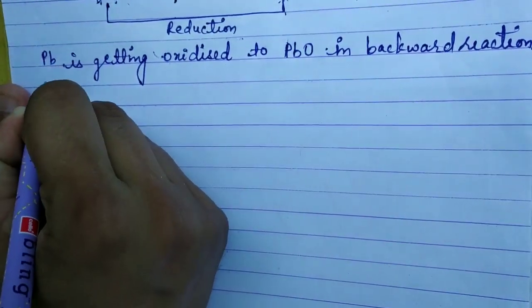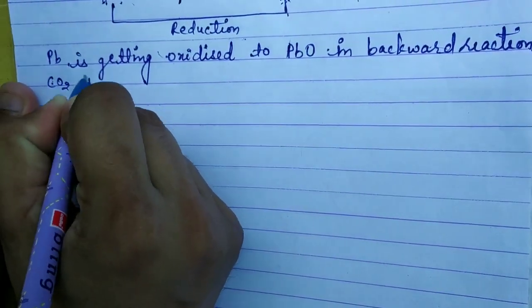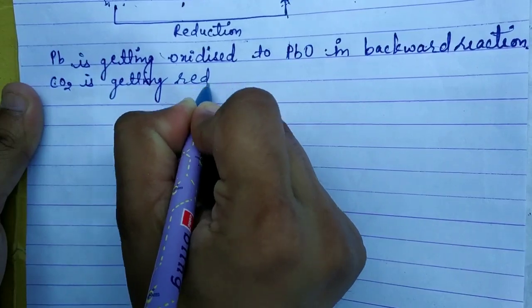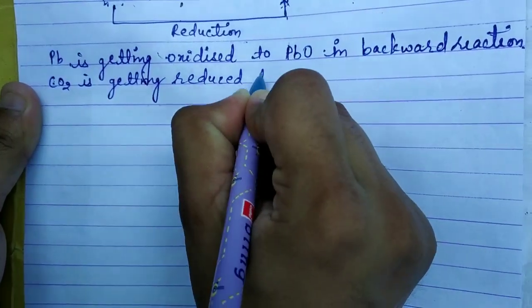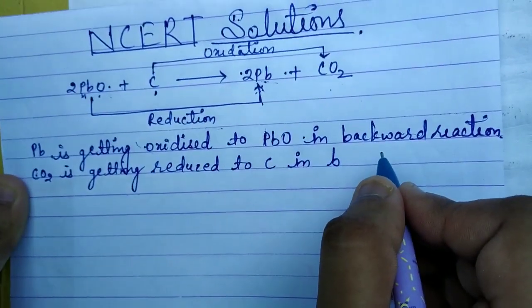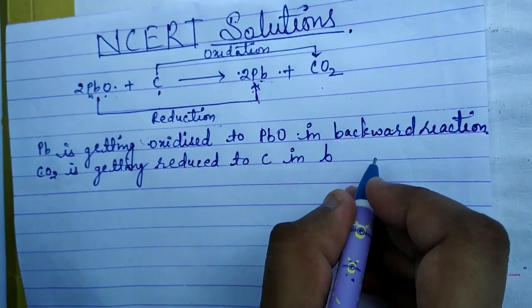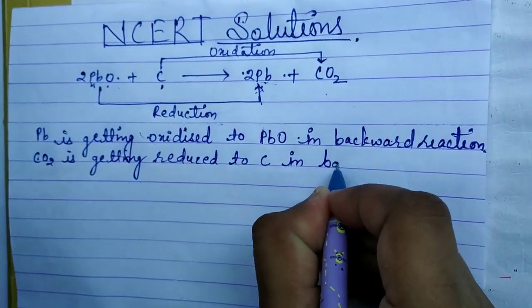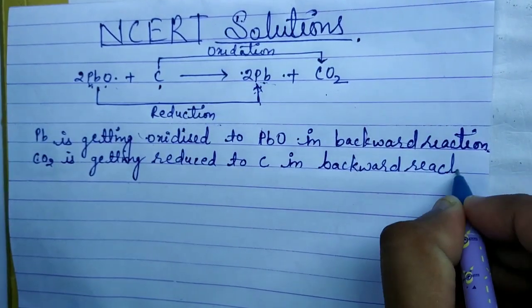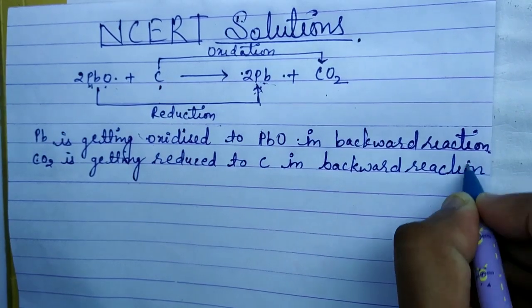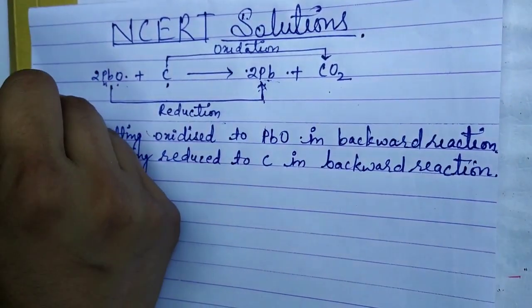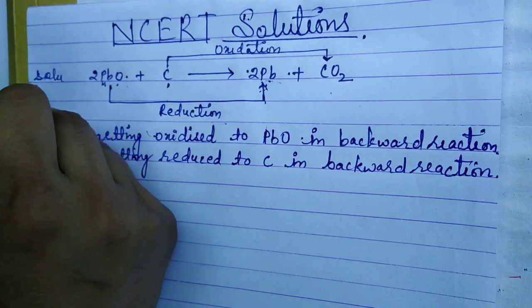Second is right: carbon dioxide is getting reduced to carbon in the backward reaction. Okay, backward reaction. Solution 1.